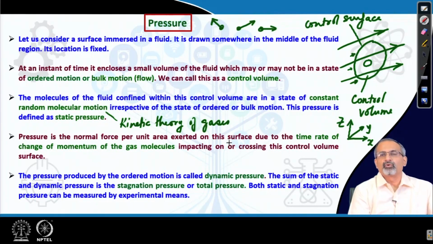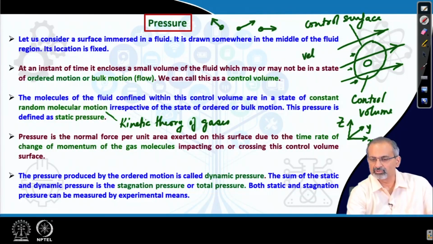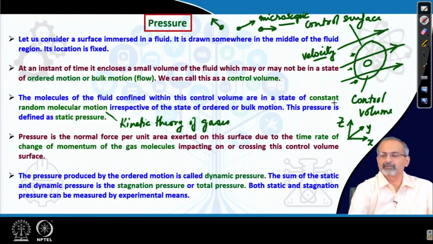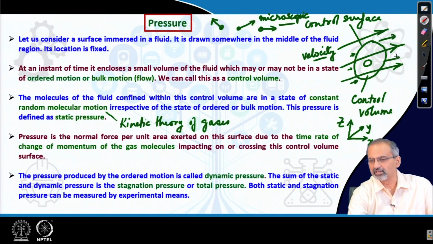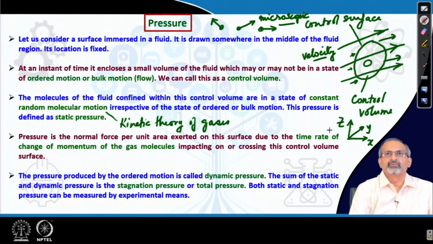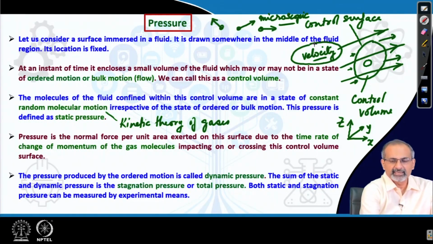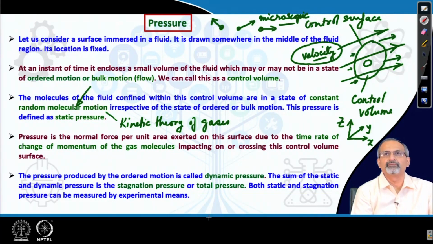If the flow overall exists with a bulk motion, then we are talking about a macroscopic velocity. So, these velocities are microscopic, whereas if the entire flow has a certain directional motion which is in a macroscopic sense, then we talk about the flow velocity. So, we say that these molecular motions exist whether there is a macroscopic velocity or not, irrespective of that, it exists.